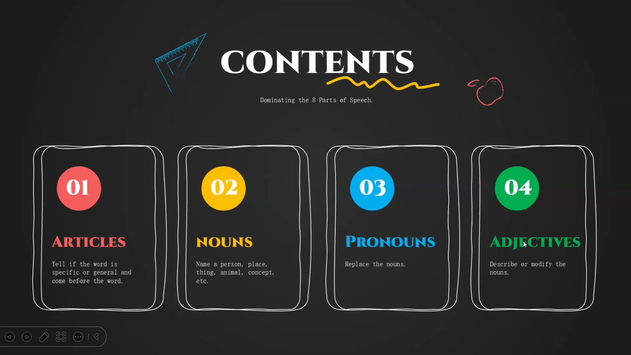The fourth part of speech that we have is what we call adjectives. And these are words that describe or modify the nouns. So if this is describing the noun, this is telling us that it should come before the nouns. In English, they come before the nouns. Very good.